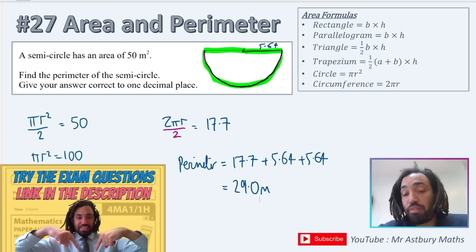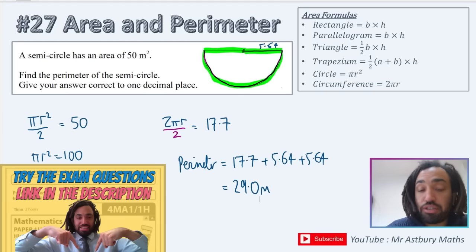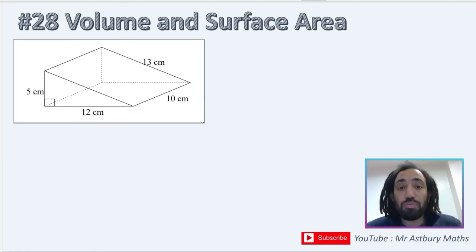Exam questions above. I'm going to move on to the next topic. Volume and surface area, number 28. I've got a triangular prism here, and I'm going to work out the volume of it, and I'm also going to work out the surface area of it.